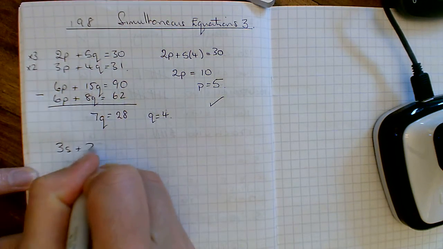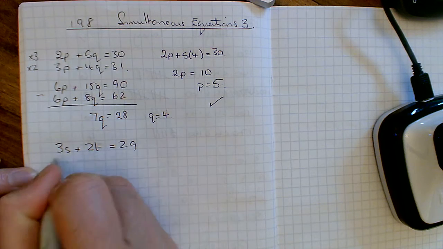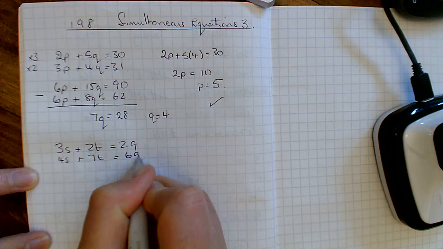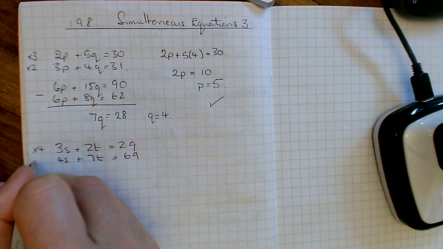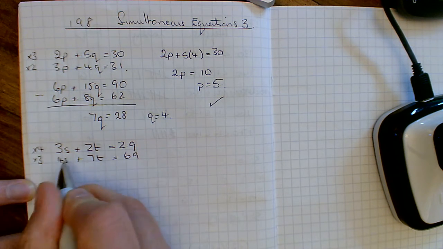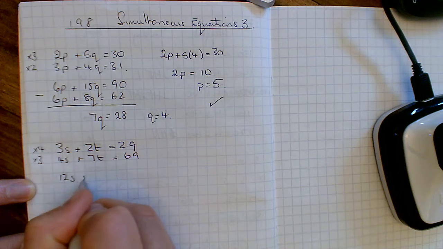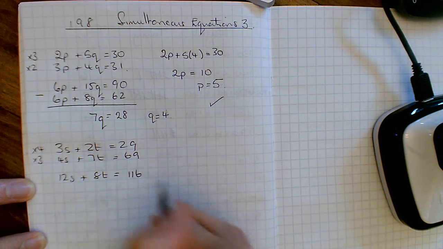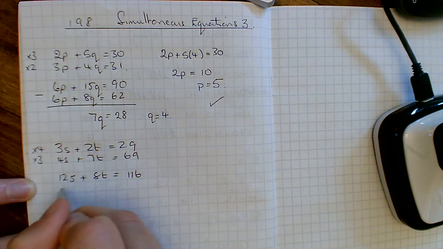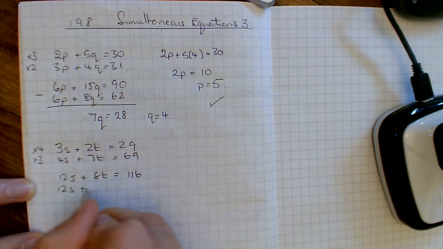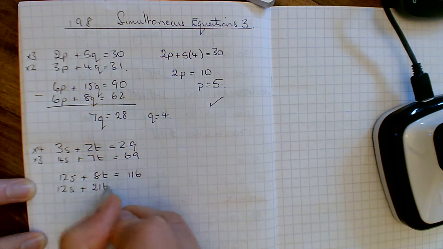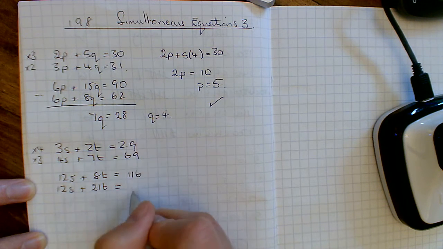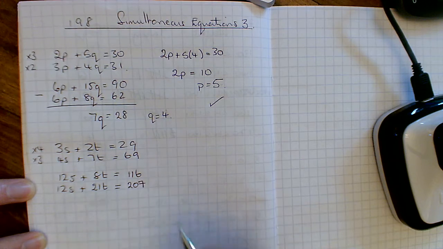3s plus 2t equals 29 and 4s plus 7t equals 69. Remember, you're just matching up the first letters, so I want to times that one by 4. I'll get 12s plus 8t equals 116. Then we've got 12s plus 3 7s are 21t's equals, and 3 69s are 207.